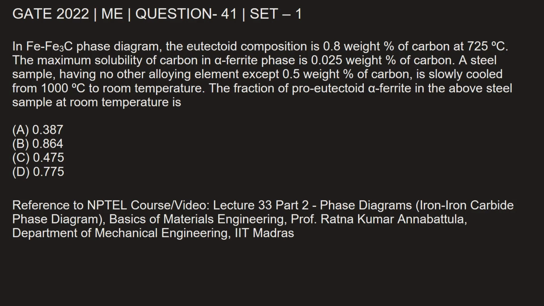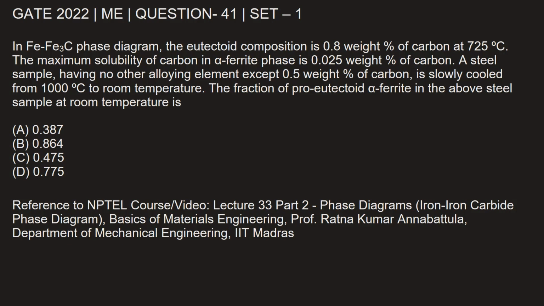This question is from GATE 2022 Mechanical Engineering paper, Set 1, question number 41. In the iron carbide, that is Fe3C, phase diagram, the eutectoid composition is 0.8 weight% of carbon at 725 degrees Celsius. The maximum solubility of carbon in alpha ferrite phase is 0.025 weight% of carbon.